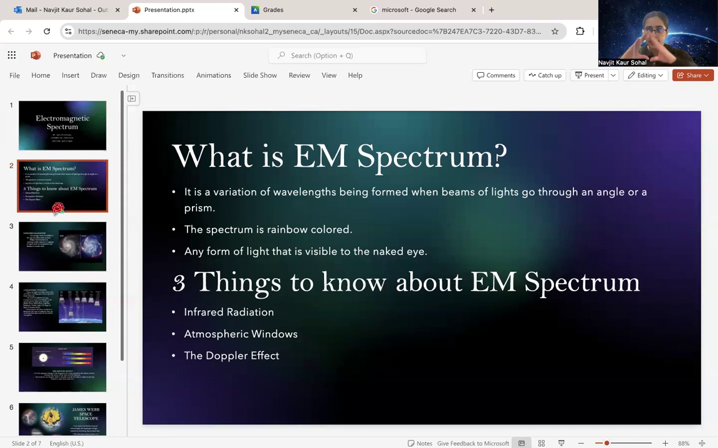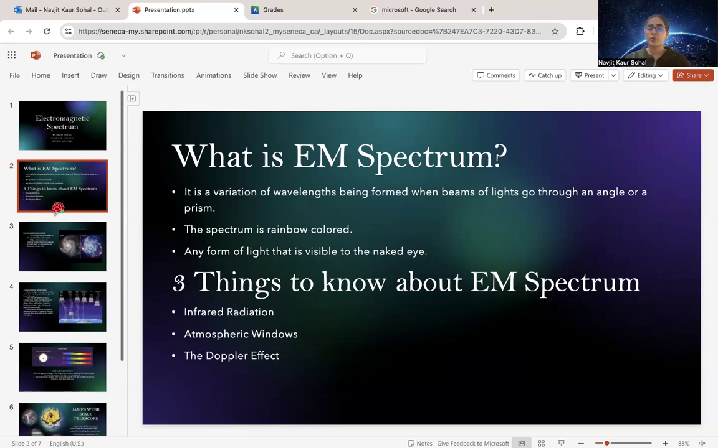So this is actually a triangle, and if light goes through this certain angle, we're able to see different types of colors, which is why it's called the rainbow-colored spectrum, because those colors help us identify the type of radiation or wavelength that we're able to determine when we witness the EM spectrum in general.